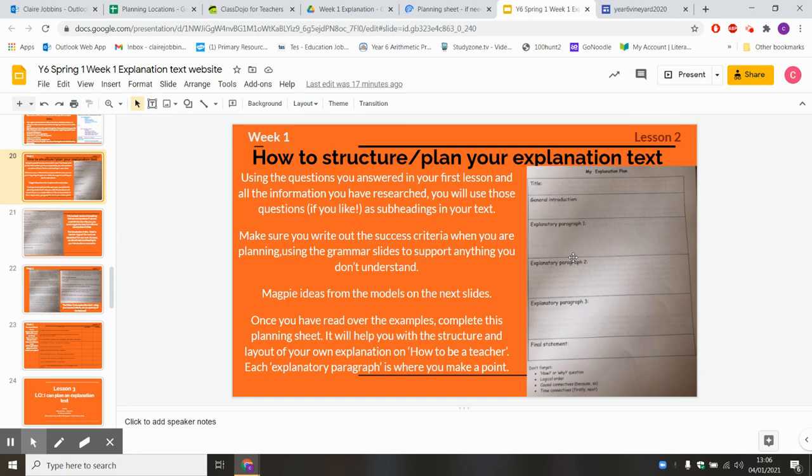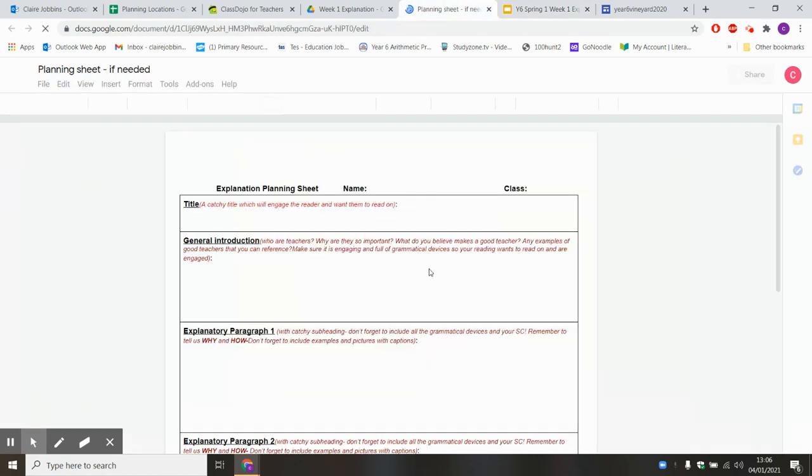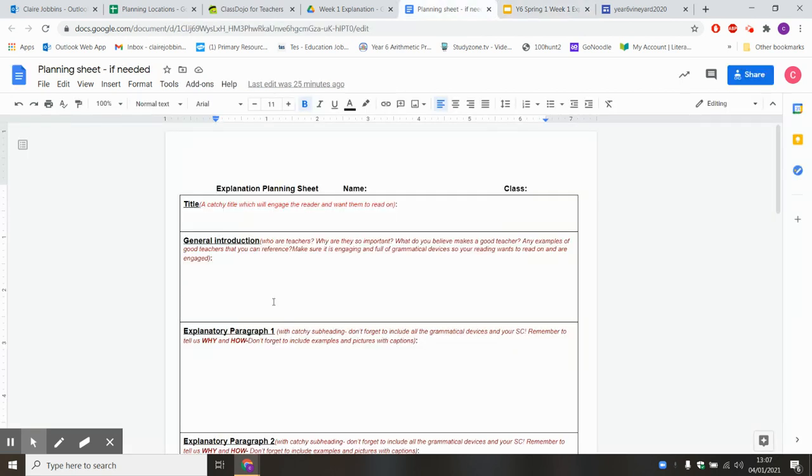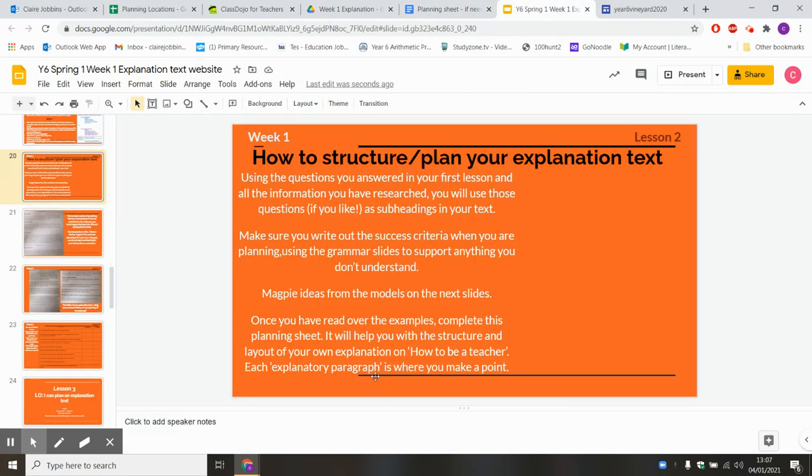So, this planning sheet we're going to get rid of, and we're going to put a copy of this one in. Now, as it says here, using the questions you've answered in your first lesson and all the information you have researched, you will use the questions, if you like to, as subheadings in your text. Make sure you write out the success criteria when you are planning, using the grammar slides to support anything you don't understand. And you can magpie the model examples. Once you've read over the examples, complete this planning sheet, which you can see here. And all these little red areas are examples or things to support you in your writing. And it will help you to structure and lay out your explanation text on how to be a teacher.